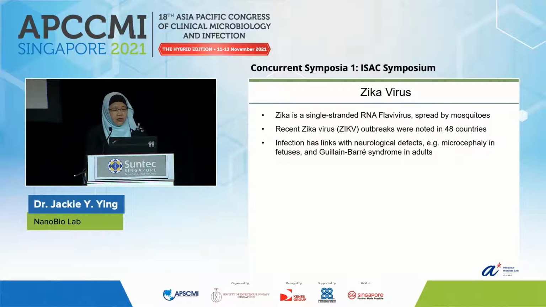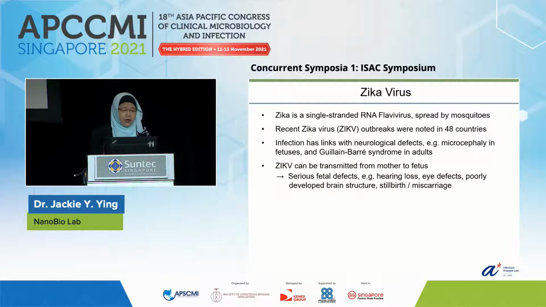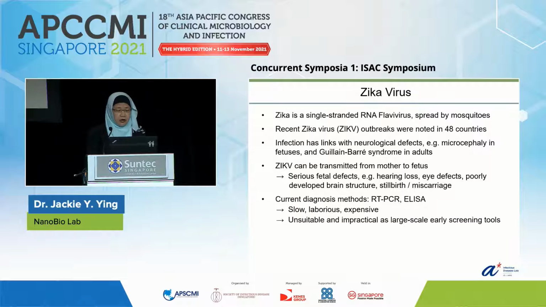And the major outbreak has led to a lot of problems. For example, the neurological defects, microcephaly in the fetuses, and also problems in the adults. The Zika virus can be transmitted from the mother to the fetus, so this was a major concern. The diagnostic methods typically involve RT-PCR and ELISA, which take a lot of time and are rather expensive, so they're really not suitable or practical as large-scale early screening tools.